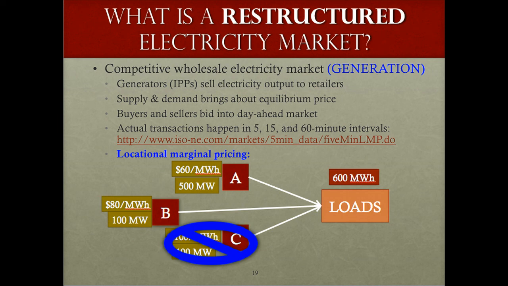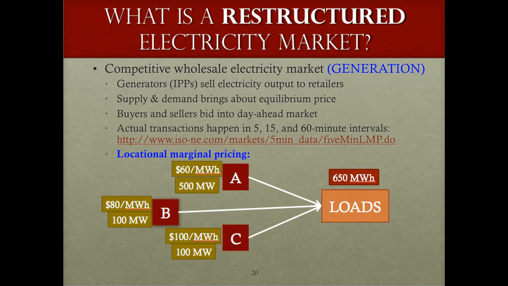The price of electricity is set by the highest cost generator that is operating. So in this example, the price that all buyers in the market must pay is $80 per megawatt hour. This allows generator B to just cover its cost, and generator A gets a profit of $20 per megawatt hour, the difference between the price set on the market and generator A's cost of production.